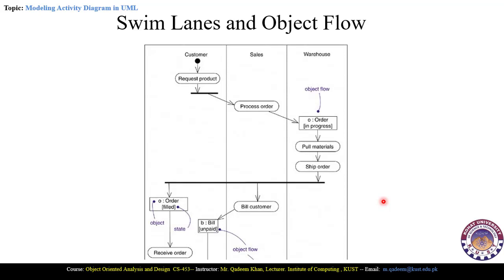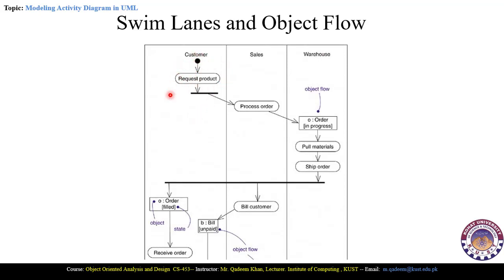The activity diagram can also be represented with the help of swim lanes. In swim lanes, we have two or more lanes, and these swim lanes represent that multiple activities will be performed for certain components. For example, here is the customer component, here is the sales component, here is the warehouse component of the project.